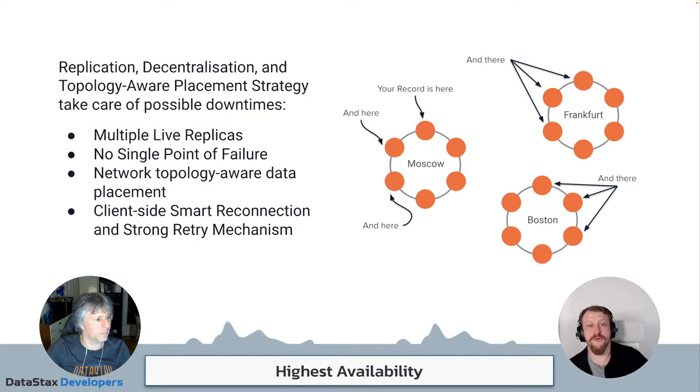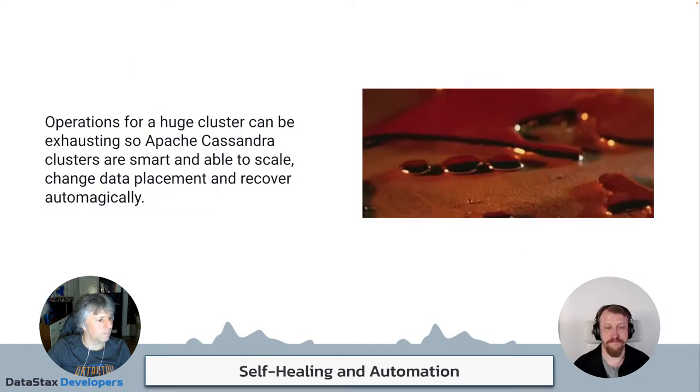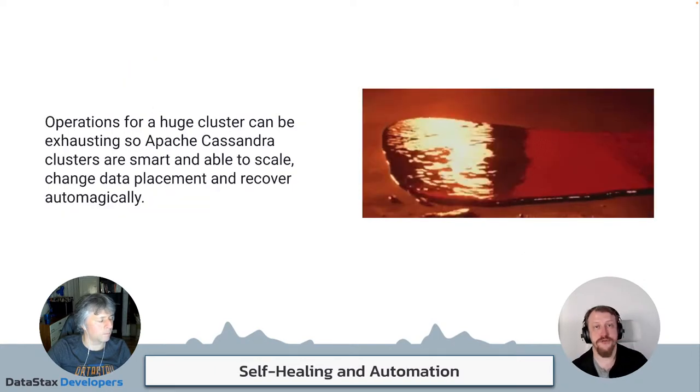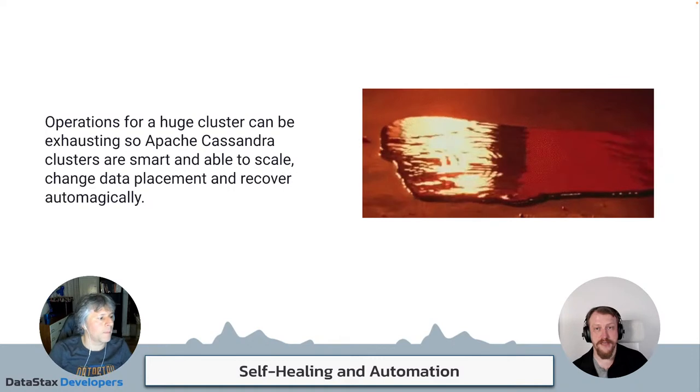That is a very cool technology. If you cannot reach the desired availability level with Apache Cassandra, then there is no database in the world where you can reach it, basically. Then client-side reconnection, balancing, and strong retry mechanisms. Cassandra drivers, by the way, originally developed by DataStax, most of them now contributed to the Apache Software Foundation, are also very smart and reliable.